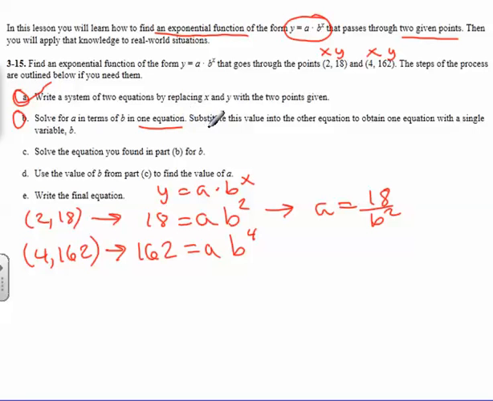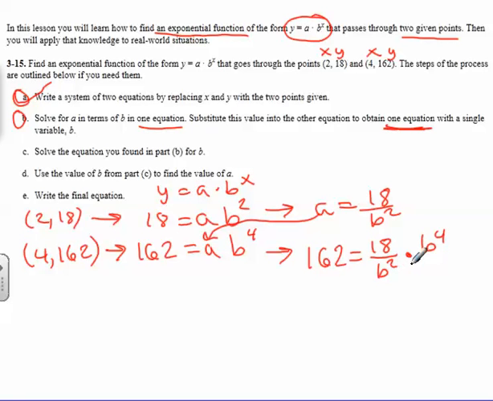Now substitute this value into the other equation to obtain one equation, that's the goal, with a single variable b. Okay, so I'm going to substitute. I'm going to take the a value and substitute it into the second equation. So instead of a here, I'm going to have 18 over b squared. So let's rewrite this. 162 equals, instead of a, 18 over b squared, and then that's times b to the fourth power.